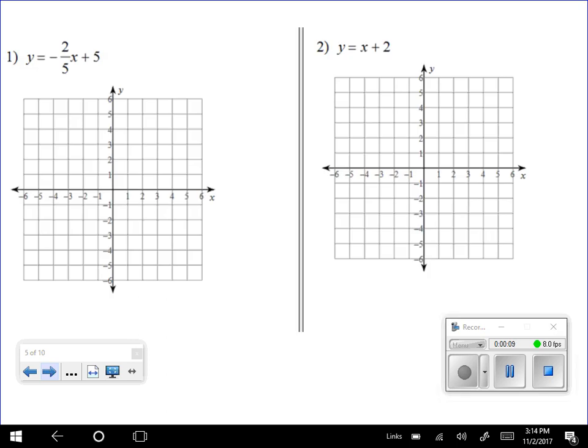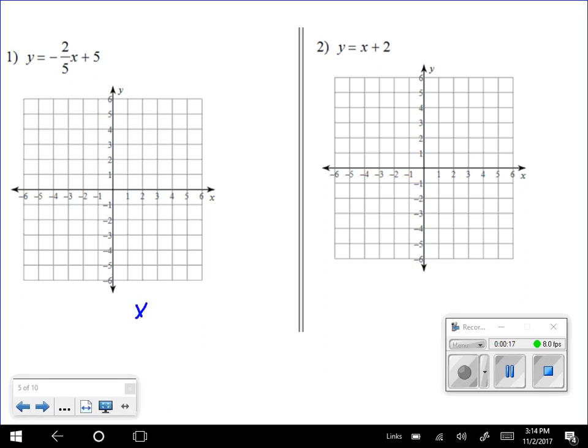So again, I talked about there are 3 ways to graph with 4th hour. 5th hour, we didn't get that opportunity. But there are 3 ways to graph. We can make an XY chart, though I don't necessarily always suggest that way. We can use slope-intercept form, or we can find our x and y intercepts.